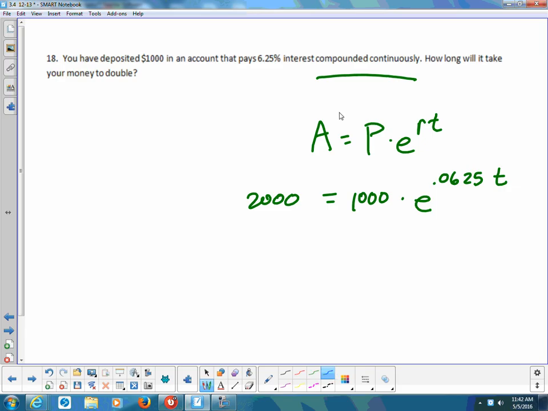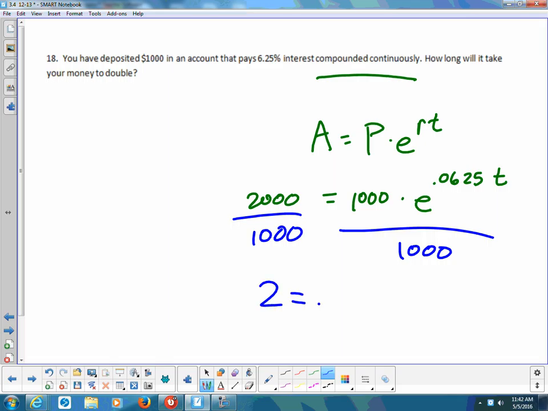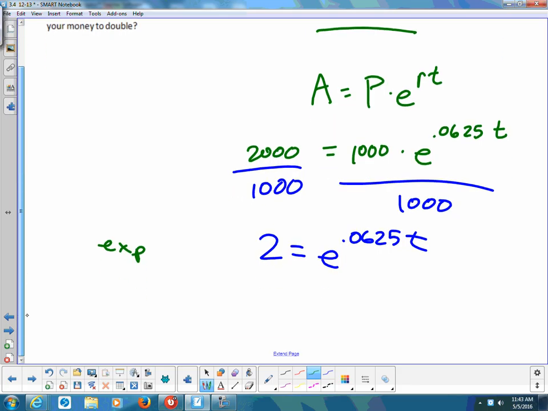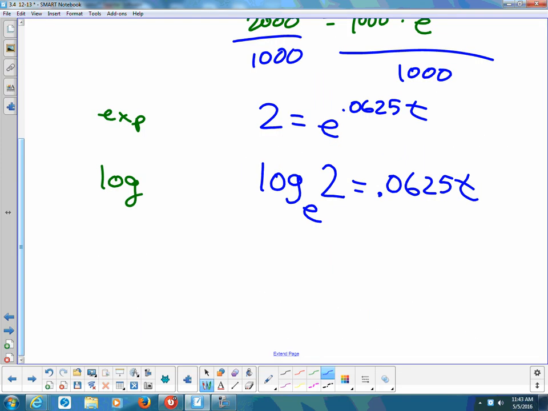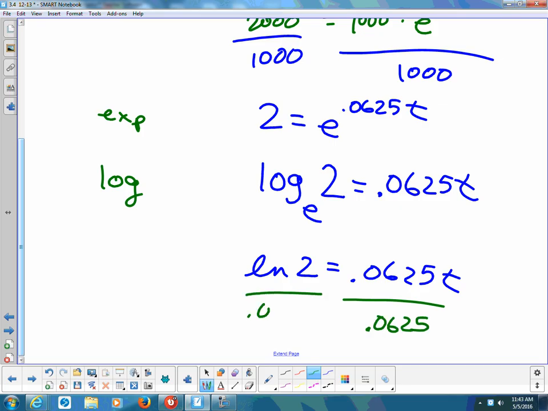So at this point, we're going to divide both sides by 1,000. So I get 2 equals e to the 0.0625t, and I need to solve this equation. It's currently in exponential form. I'm going to need to write it in log form. So that would be log to the base e of 2 equals 0.0625t. You know that log to the base e of 2 is ln of 2. So I am going to solve this equation by dividing both sides now by 0.0625.